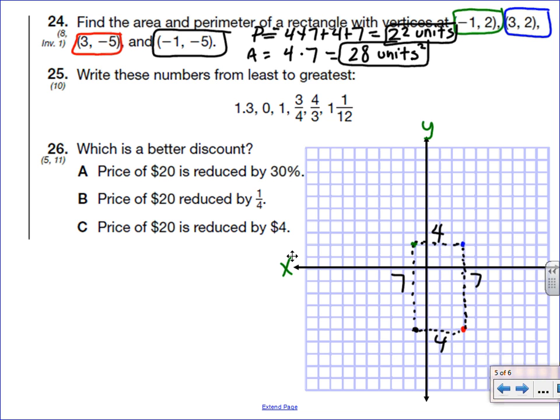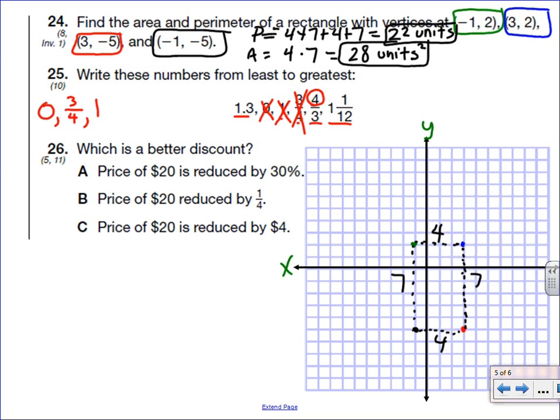Write these numbers from least to greatest. Well, I look through the numbers and there's no negative, so I know I'm going to start with 0. And then I look, 1.3 is more than 1. 4/3 is more than 1 because the numerator is greater than the denominator. And 1 and 1/12 is more than 1. So the next two numbers are 3/4 and 1. 3/4 is less than 1. And then 1.